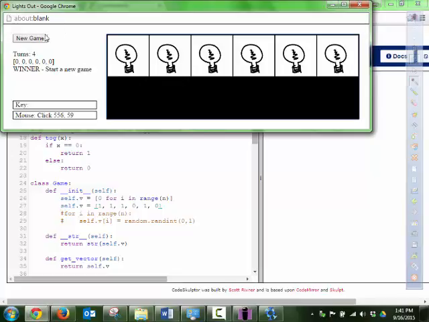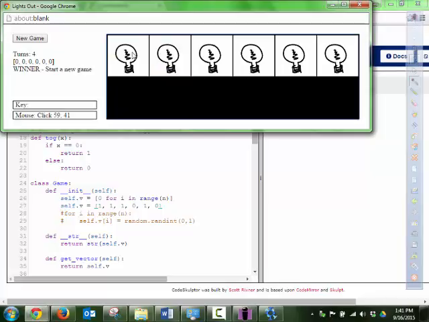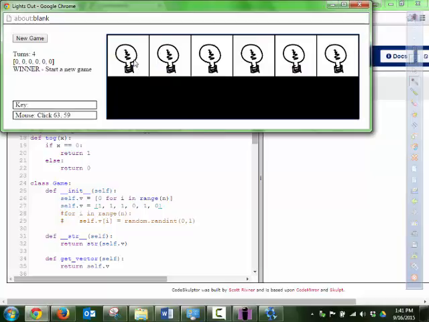Okay. So if I start again, 1, 0, 1, 4, 5, 6, if I click on 5 and then 6 and then 4 and then 1, it doesn't matter what order it is. So now I have my master key. 1, 2, 3, boom. Okay. That's cool.